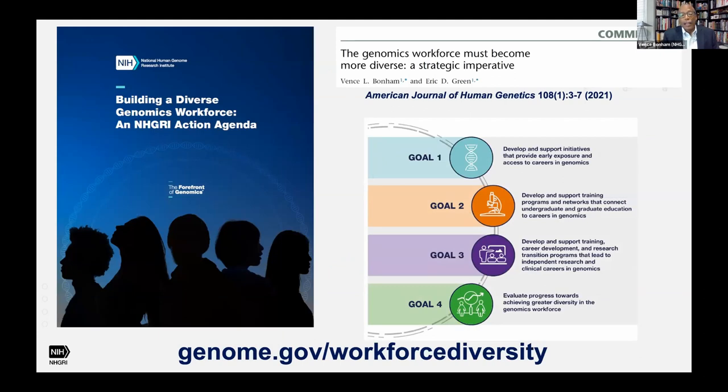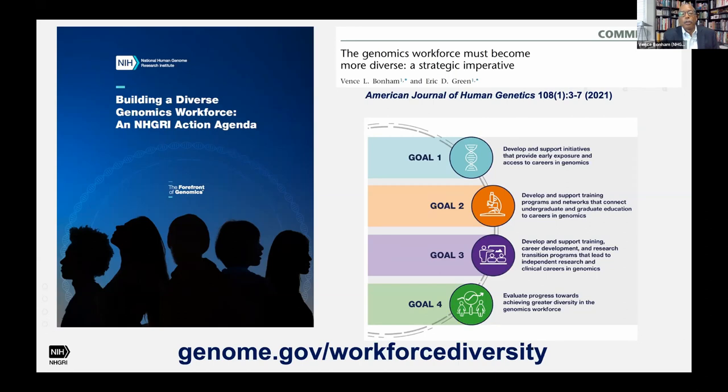The NHGRI has established an action agenda, and you can see the website here. The action agenda lays out four different goals that we've identified that are important for our work. One is to develop and support initiatives that provide exposure and access to careers in genomics. The second is to develop and support training programs with networks that connect undergraduate and graduate education to careers in genomics. Can we think about how AnVIL can help support goal two?